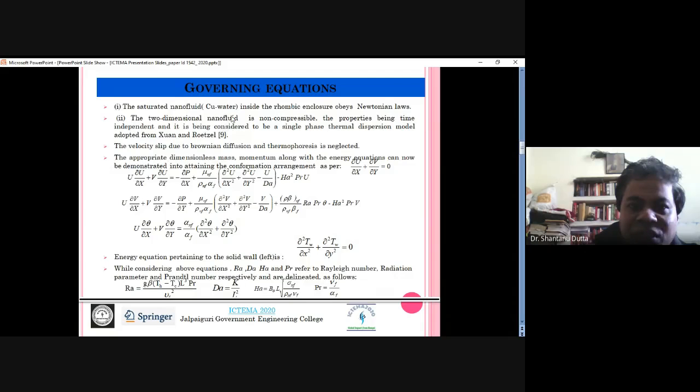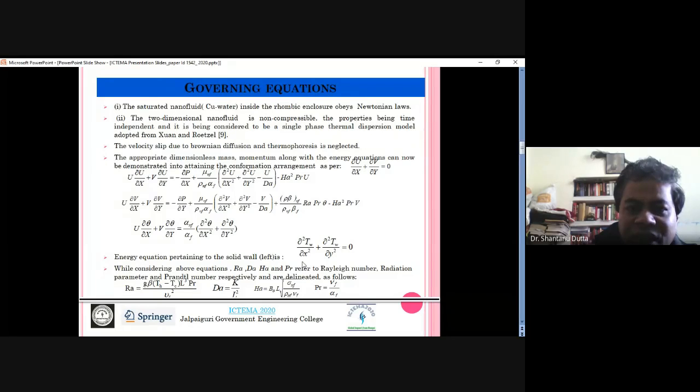The nanofluid, a copper-water nanofluid, obeys Newtonian laws. The two-dimensional nanofluid, as I said already, is non-compressible, and the thermal dispersion model, a single-phase nanofluid model, is adopted from Juan and Rotzel. The velocity slip, Brownian motion and thermophoresis are neglected, and these are the governing equations: the mass, momentum, and energy equations.